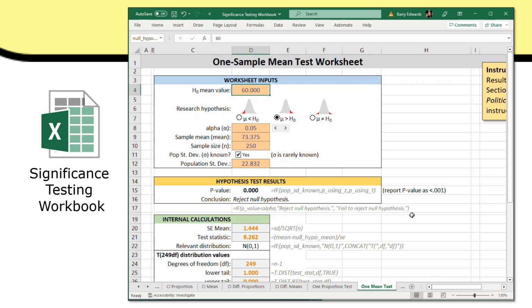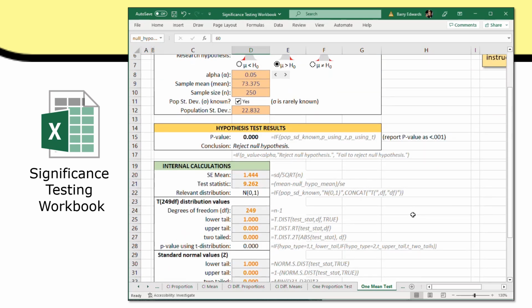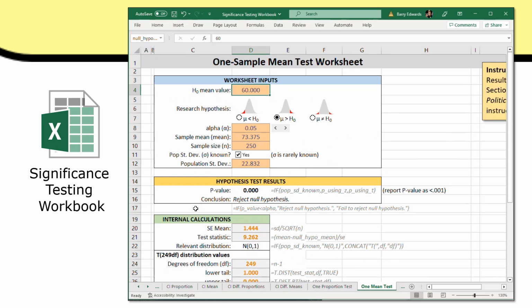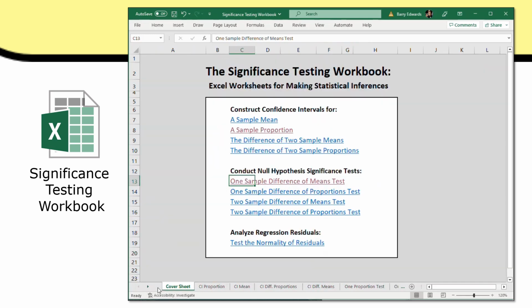And then as much as possible have the worksheet do the computations and analysis for you, and have the workbook deliver useful results to you, like the p-value of the test you're working on and the conclusion you would draw. Like in this case, for this example, you would reject the null hypothesis. So that is what we've got in our significance testing workbook.